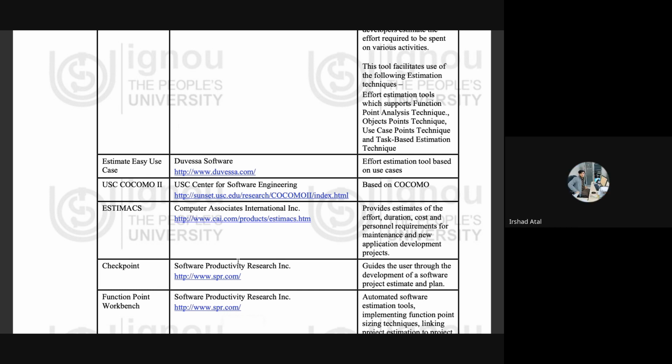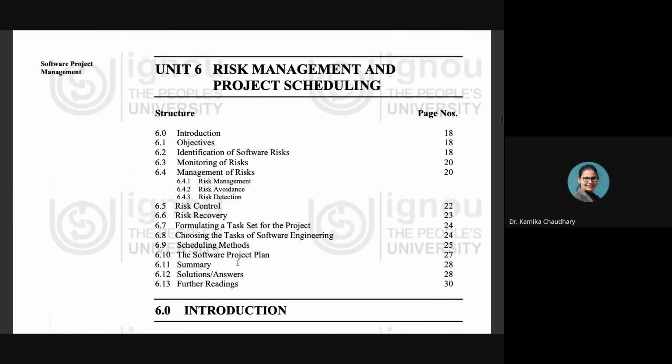No, ma'am. Okay. Now moving on to another unit, which is unit number 6. It is going to discuss risk management and project scheduling, right? Till now we have discussed the estimation. There are 4 factors that we were estimating: the size, the schedule, the efforts, and the cost, right?